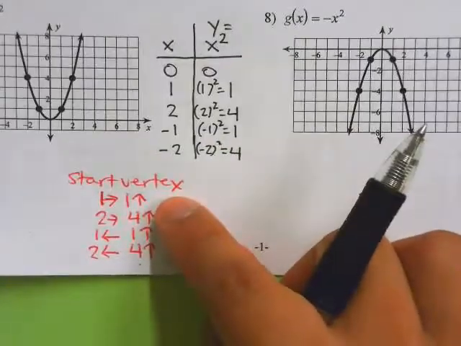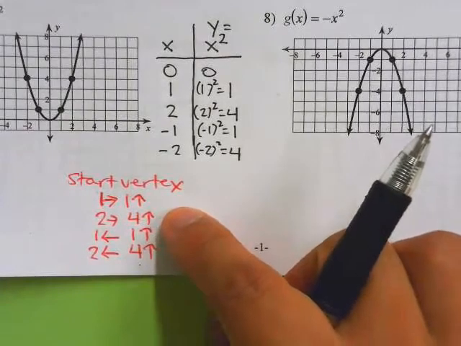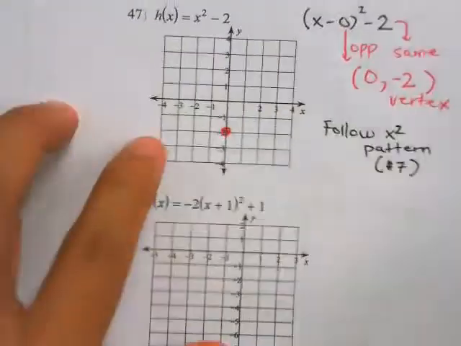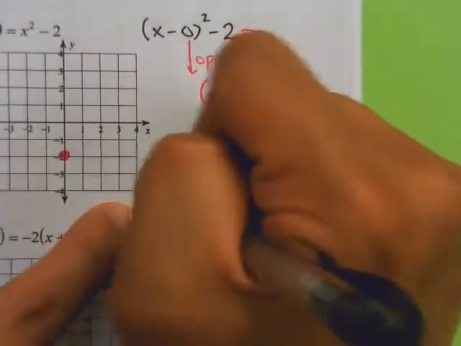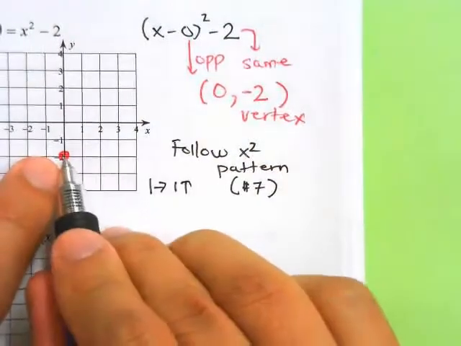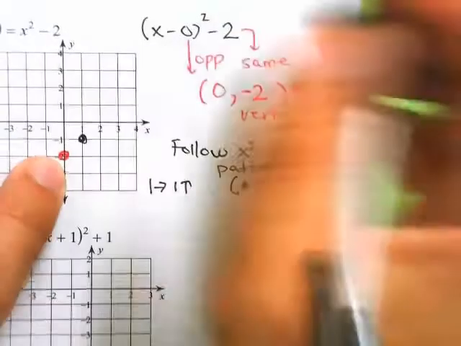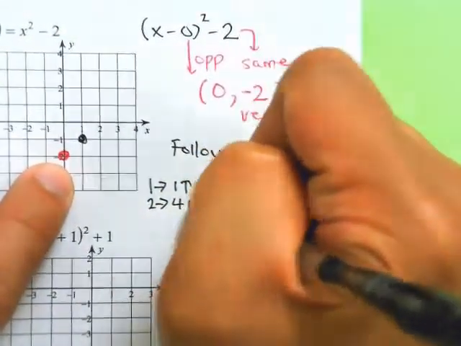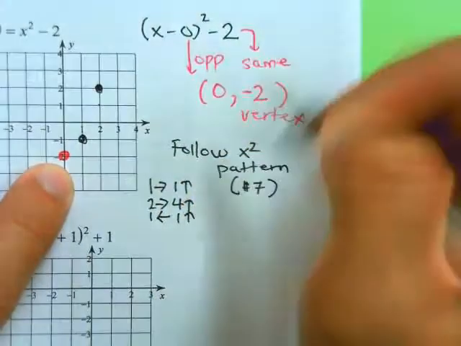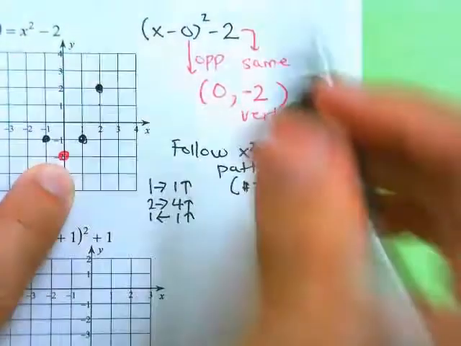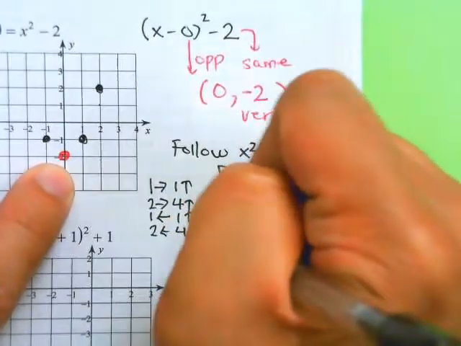Okay. So from the vertex, you go 1 to the right, 1 up, and go back to the vertex, 2 to the right, 4 up. Okay. 1 to the right, 1 up, 1 to the right, 1 up. Go back to the vertex, 2 to the right, 4 up. 1, 2, 1, 2, 3, 4. Go back to the vertex, 1 to the left, 1 up. Go back to the vertex, 2 to the left, 4 up. 1, 2, 1, 2, 3, 4.